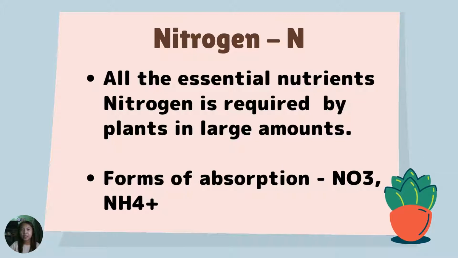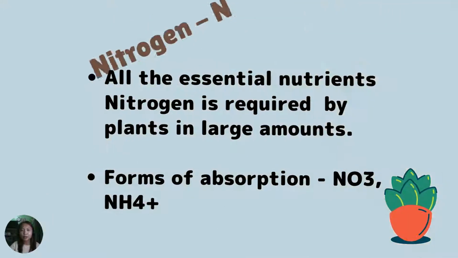Of all the essential nutrients, nitrogen is one of the required plant nutrients in a very large amount. The forms of absorption are NO3 and NH4, the nitrate and the ammonium ion.